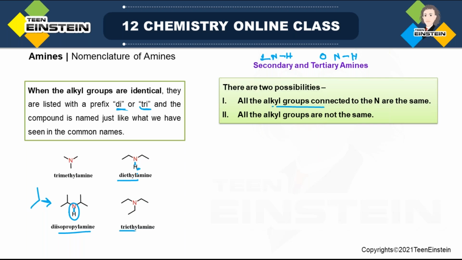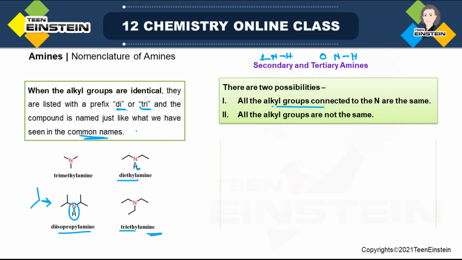So the third valency, obviously that will be fulfilled by H. So we don't have to mention H. And when it is 3 degree, there is no such H, and it is trialkyl amine in general. It may be trimethyl, triethyl, etc. So this is the common name.